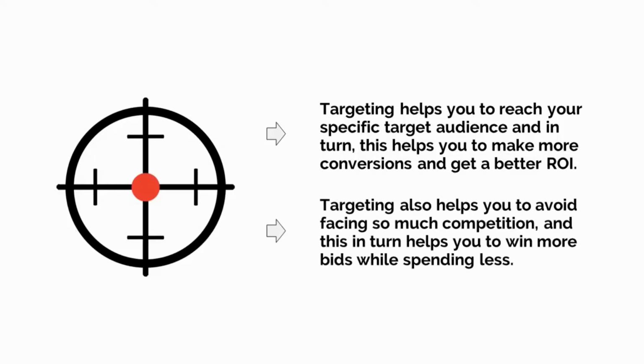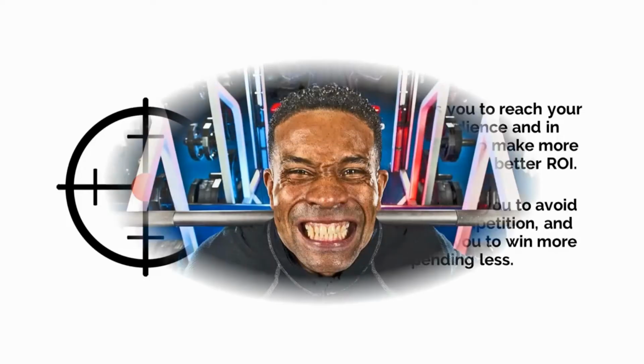Targeting also helps you to avoid facing so much competition, and this in turn helps you to win more bids while spending less. Put it this way, if your video is targeting a massive niche like bodybuilding, then you're going to be going up against Mike Chang and Jeff Cavaliere, as well as the countless other massive brands. And this means that you'll need to set a very high CPV and your budget will likely run out quickly.